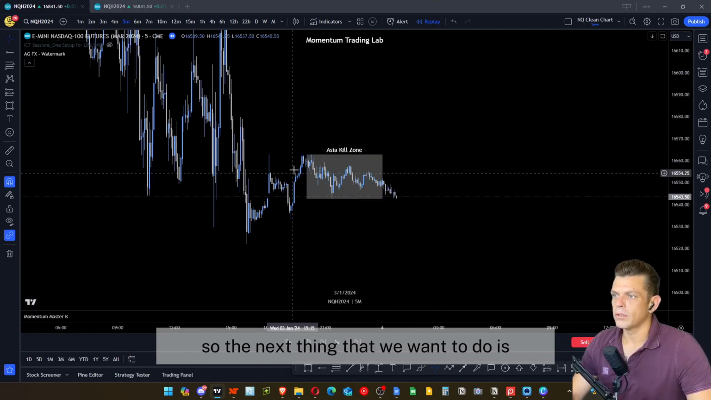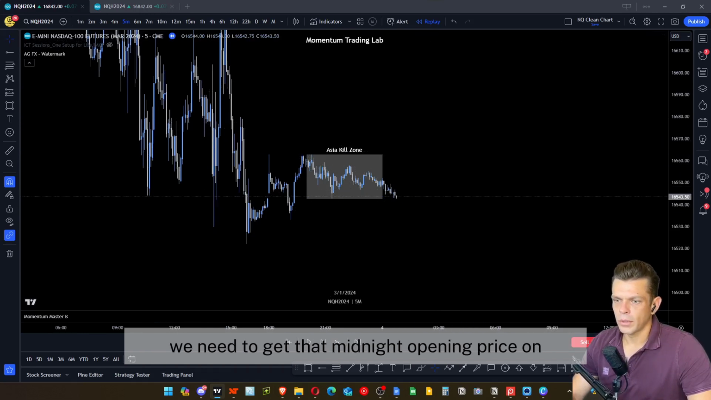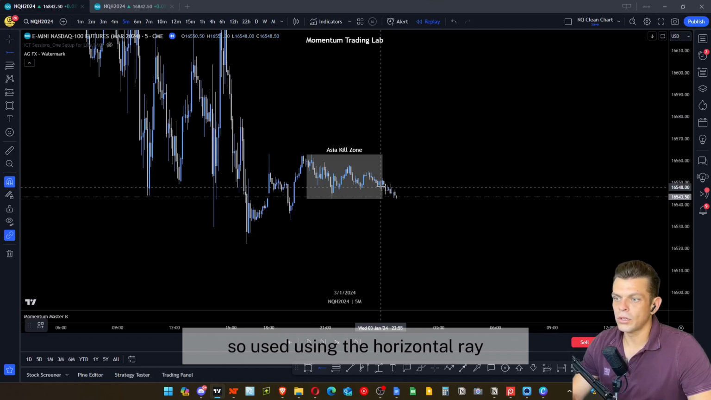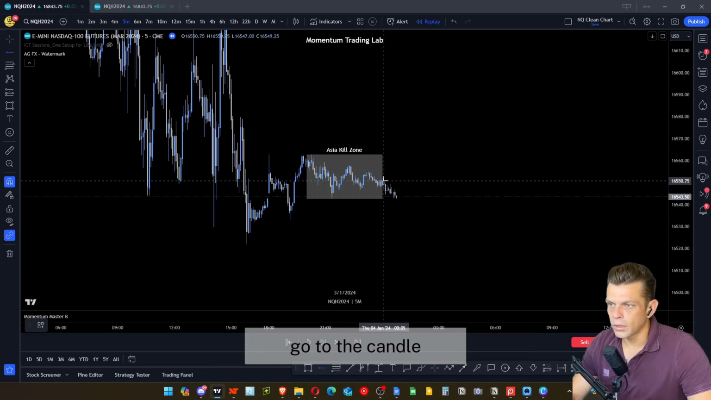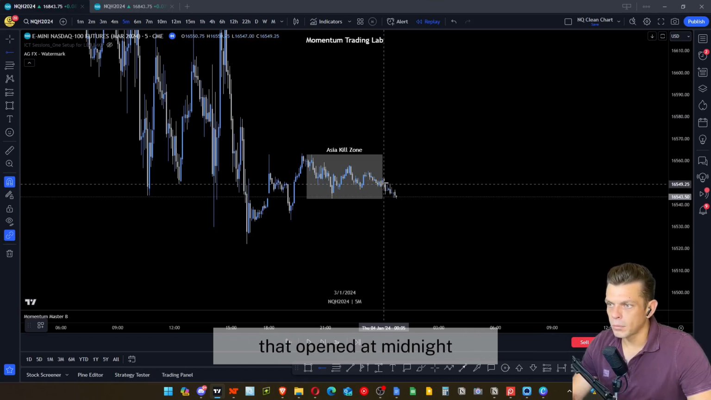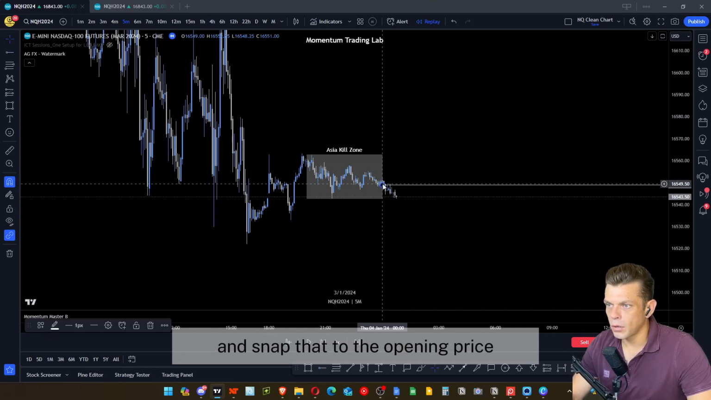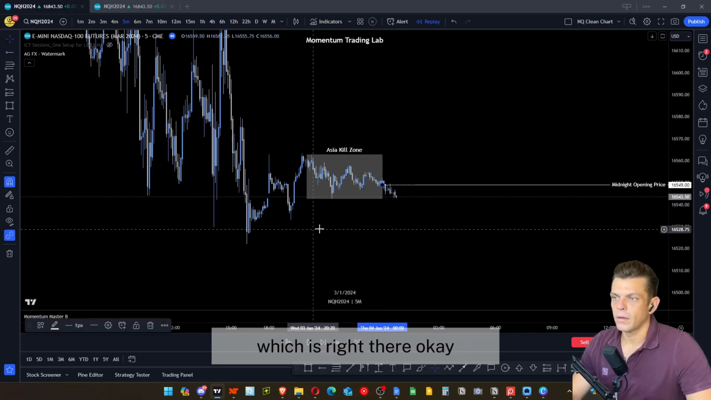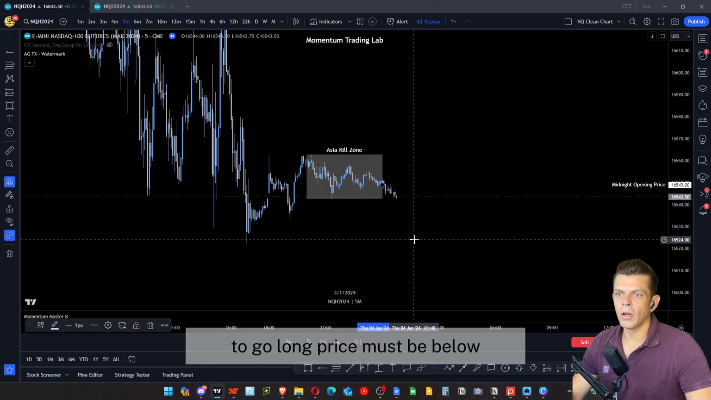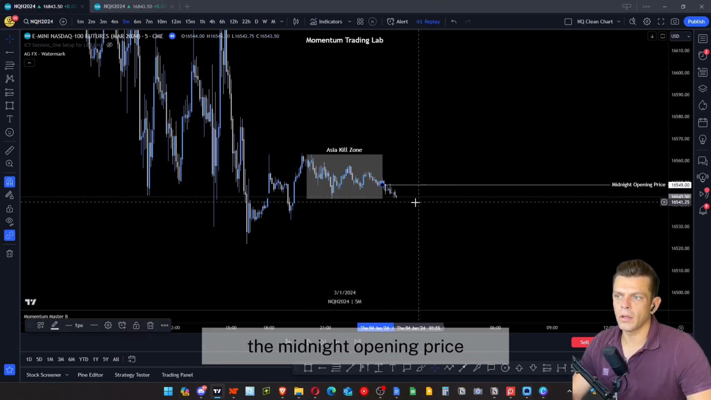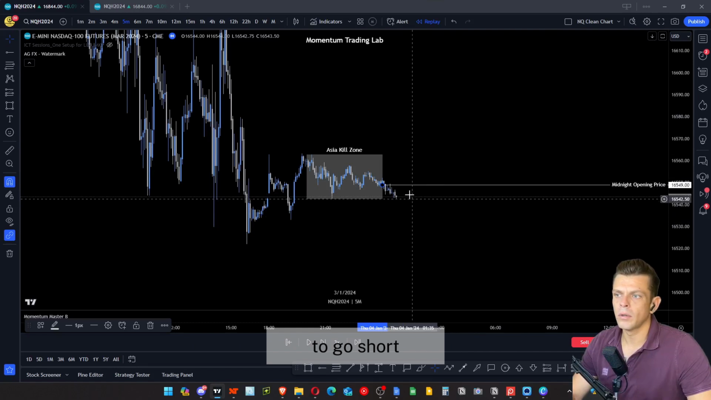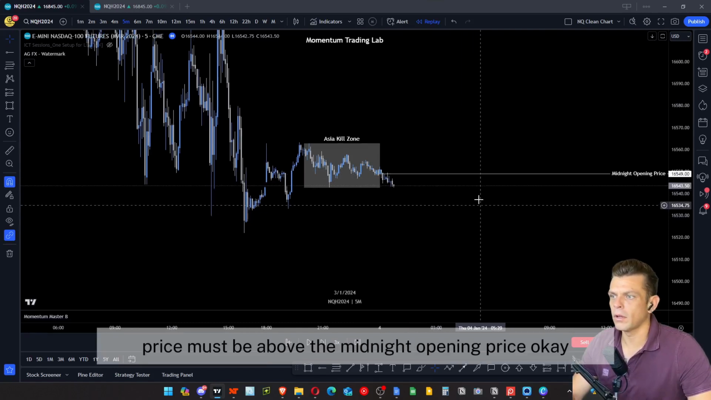Okay, so the next thing that we want to do is we need to get that midnight opening price on the chart as well. So using the horizontal ray, go to the candle that opened at midnight and snap that to the opening price, which is right there. Okay, so remember, to go long, price must be below the midnight opening price. To go short, price must be above the midnight opening price.